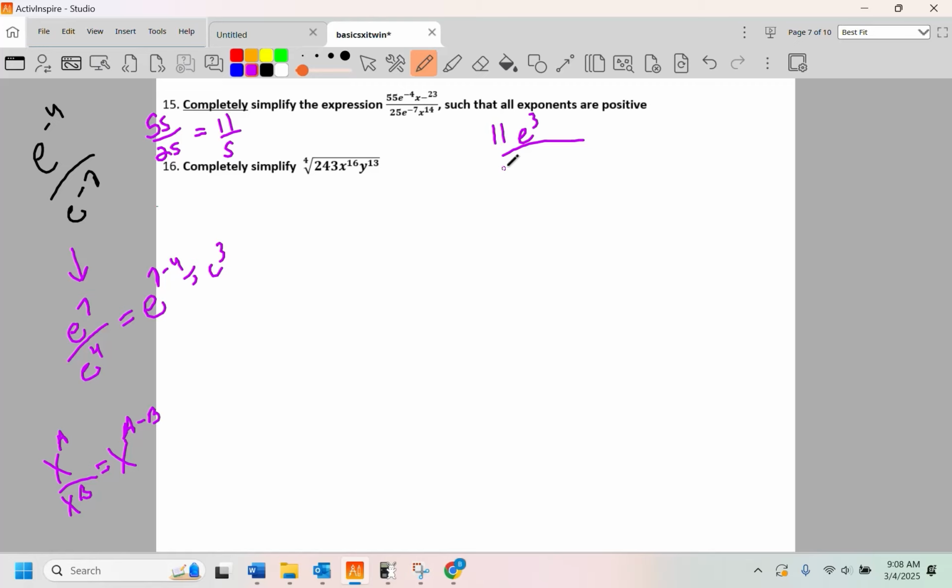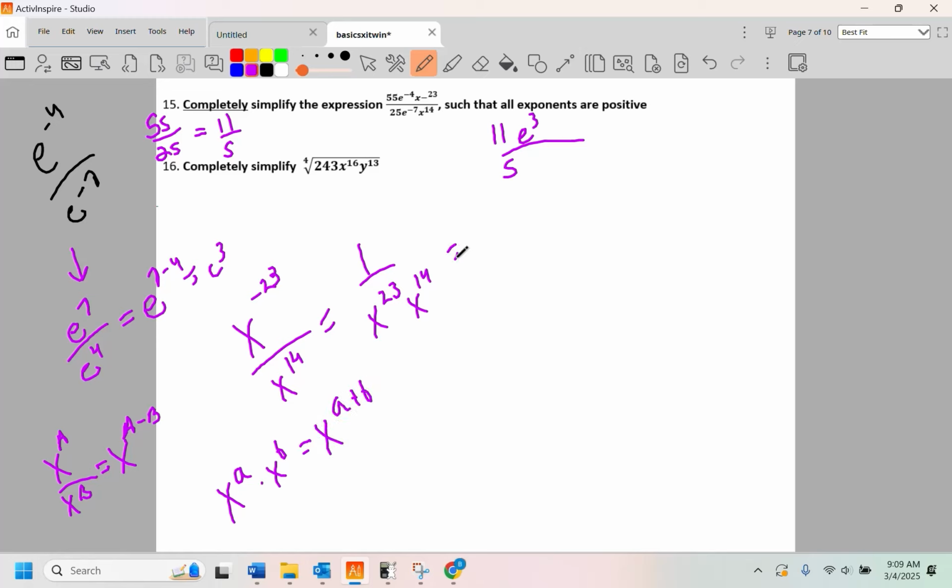So I'm looking for something that has 11/5. That has to be there. The last bit of simplification is the x's. You have x to the negative 23rd over x to the 14th. If an exponent is negative, it's on the wrong side of the divisor. So we're going to shift that 23 to the denominator. And we have a property that says x to the a times x to the b is x to the a plus b. So we add exponents, 23 and 14 makes 37. X to the 37th. Final answer.